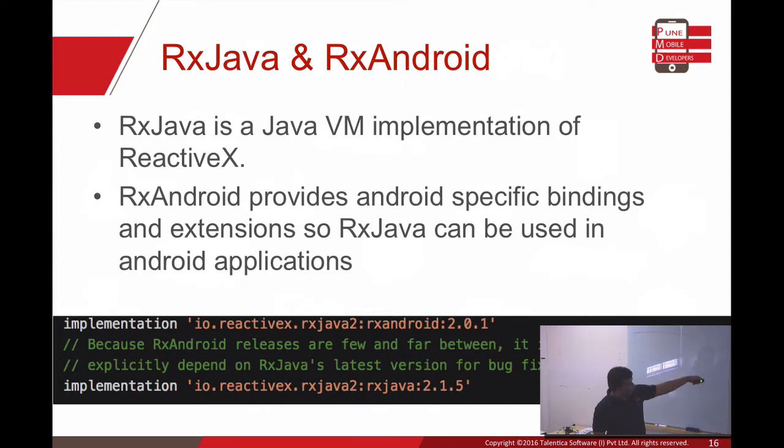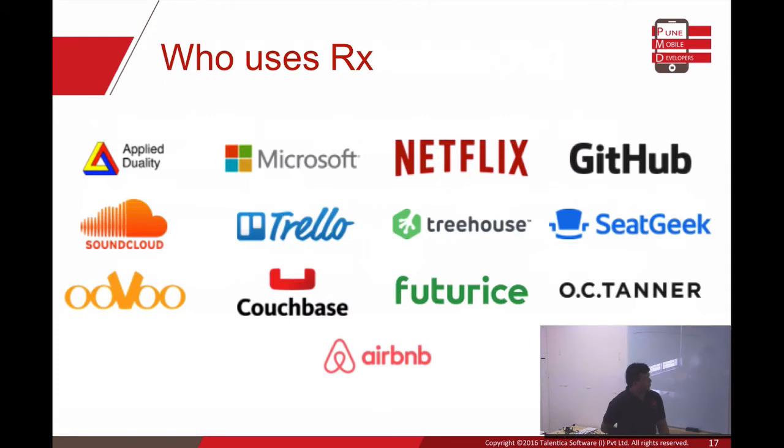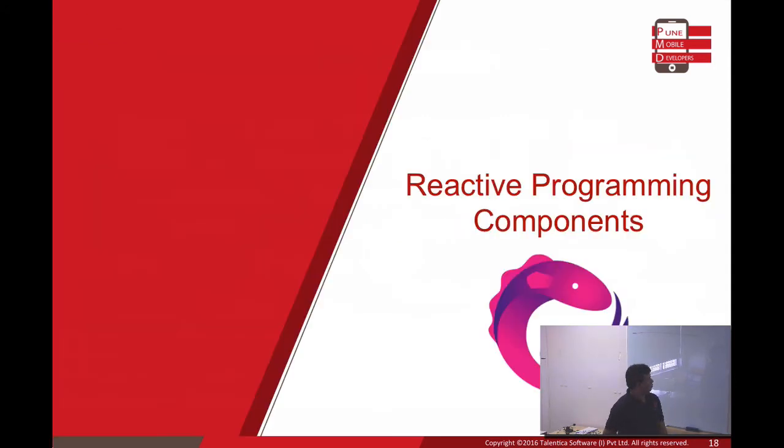So from the official documentation, what it says is, you include RxAndroid in your Gradle dependency with RxJava. Because RxAndroid releases are very few, and RxJava releases are quite a lot, and there are some bug fixes, you should use both of these together if you want to use reactive programming in Android. There are a lot of big names using Rx.